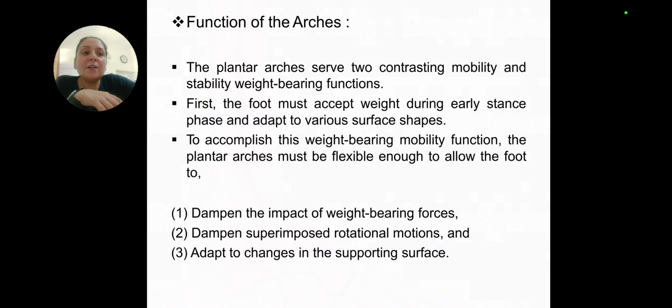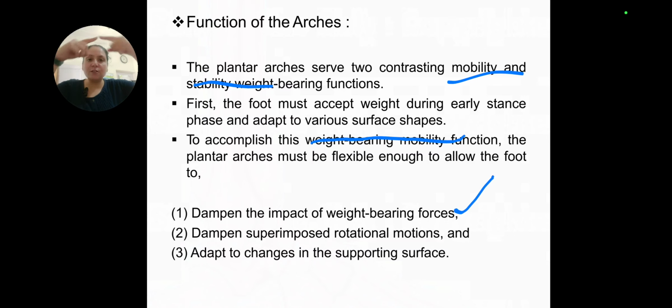Now the function of the plantar arches is that they have mobility as well as stability function. Now you understand its weight bearing function is very much important. It helps to dampen the weight bearing forces. So as we have seen, it dampens the compressional forces, and it also dampens the rotational motions, supination and pronation. Weight bearing forces through the tibia are transmitted posteriorly to the calcaneum and anteriorly by the talus to the metatarsophalangeal joint. Fine. And it also adapts to the supporting surfaces.